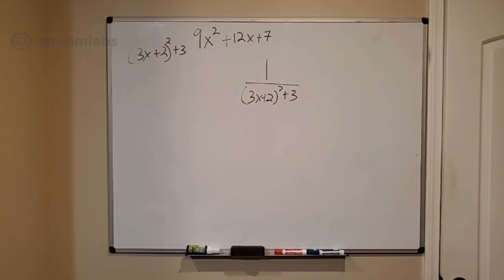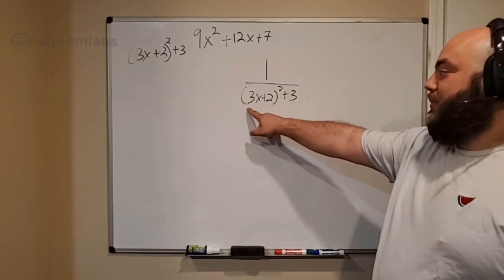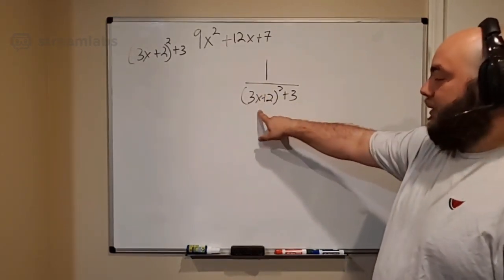No. Okay, someone besides Kayla, why not? You are correct, and I'm assuming you have the correct reasoning, but I want someone else to try to figure out why. If you square something, you can't get a negative. And then what are we doing after that? Adding 3. Right. So the smallest this could be, the 3x plus 2 squared, is 0. It could be 0, and when you square 0, you get 0.